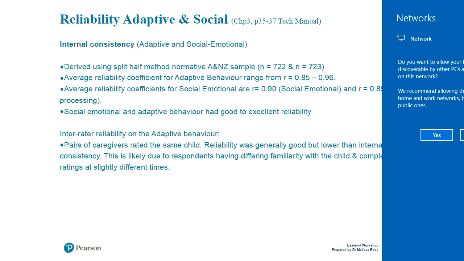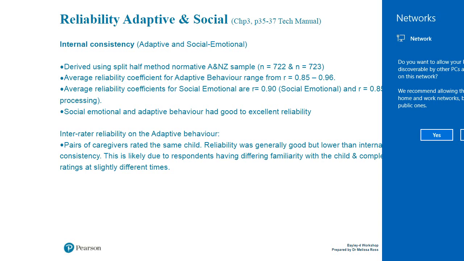Adaptive behaviour and social-emotional have similar reliability. Adaptive behaviour correlations range from 0.85 to 0.96. Social-emotional had reliability of 0.9. Both scales had good to excellent reliability.